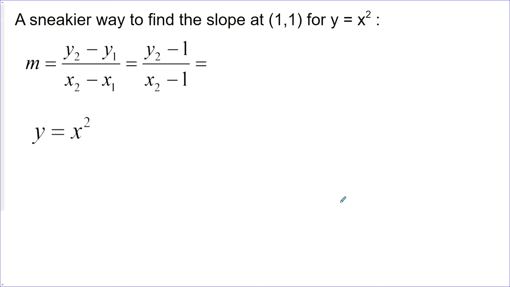Now there just so happens to be a sneakier way to find the slope at this point for y equals x squared. So let's actually take a look at this. We've got our slope, and here's our slope formula. And we'll put in the point that we want, and that's (1, 1). Now we think of the equation that we're working with here, and we know that y is equal to x squared. So this y right here is going to be x squared. And this x here will just be x then.